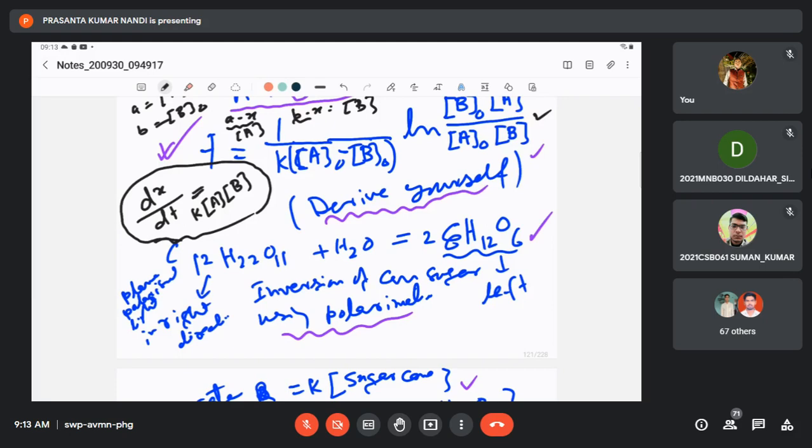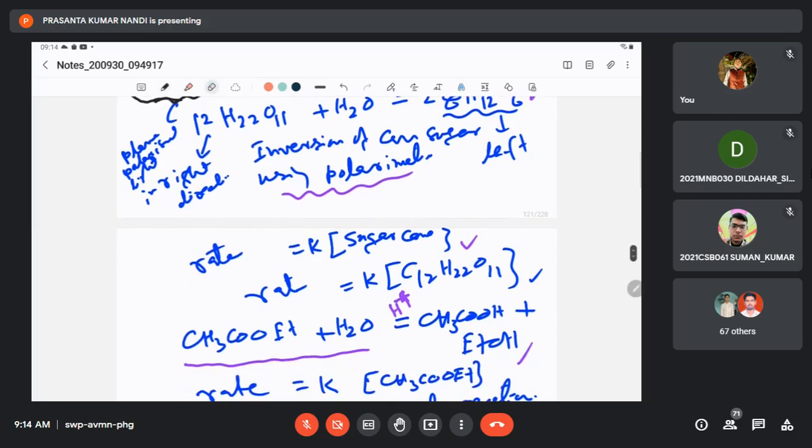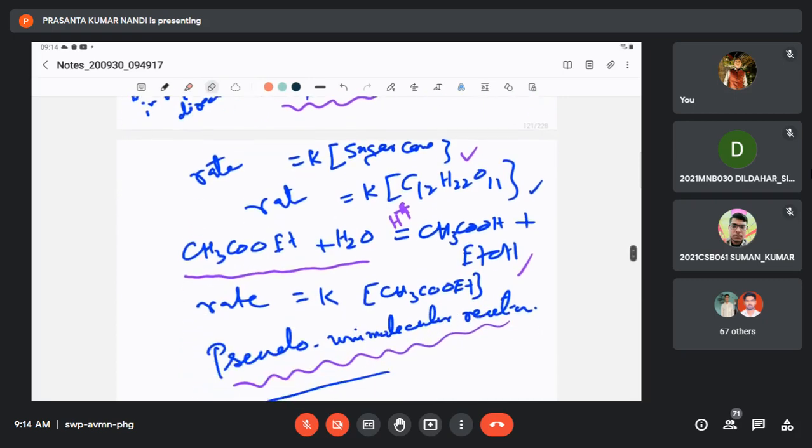Through this instrument, it is easy to study the kinetics of this inversion of cane sugar. Now, the ultimate rate expression of this inversion of cane sugar can be represented like this. That is, the reaction rate is equal to k into the concentration of cane sugar. This is the general expression of the rate, that is the differential rate equation. And a similar other reaction is this.